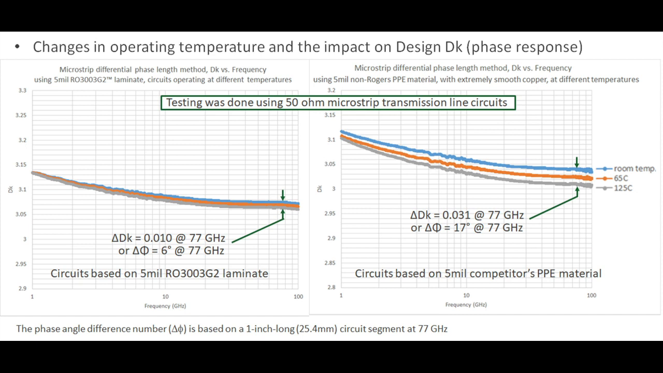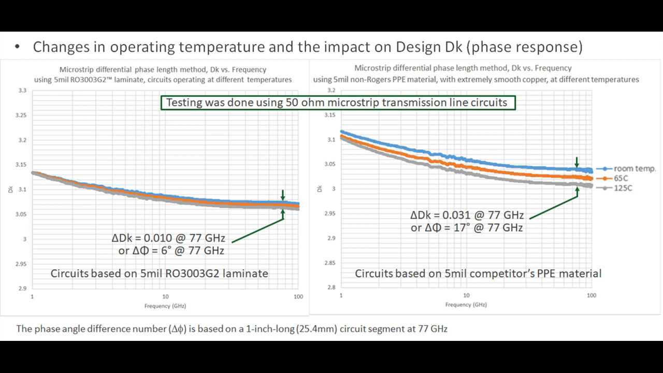What I'm showing here is Dk versus frequency curves. The Y-axis is the extracted dielectric constant. The X-axis is frequency from 1 to 100 gigahertz. There are actually 3 different curves being shown for each one of the circuits tested here. The first curve is the baseline curve, which is at room temperature, 25 degrees C. The next curve is the circuit operating at 65 degrees C. And the last curve is the circuit operating at 125 degrees C.